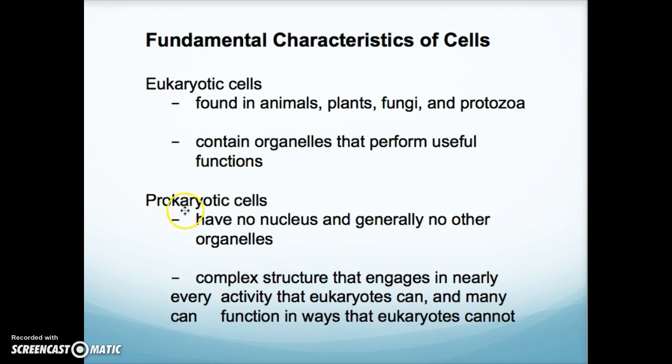In contrast, we have what are called the prokaryotic cells, or prokaryotes, and these would be the bacteria that we're going to study this term. These have no nucleus, which means that they don't have their DNA or their genetic material in a centralized membrane area, and they generally don't have these other organelles performing these functions. However, they are a complex structure that can do pretty much any activity that a eukaryote can, and in addition, they can function in many ways that the eukaryotes can't.